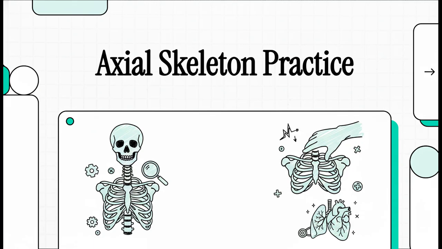Hey, welcome back. So last time we got the complete map of the axial skeleton, the skull, the spine, and the rib cage. But today we're taking all that knowledge off the page and putting it to work in the real world. We're going to connect these bones to actual clinical practice, and you'll see how those abstract names turn into powerful tools you'll actually use.